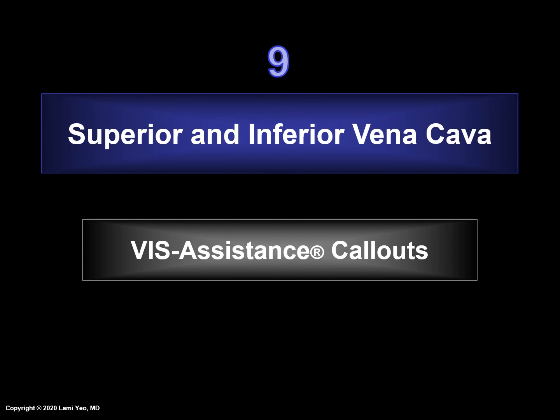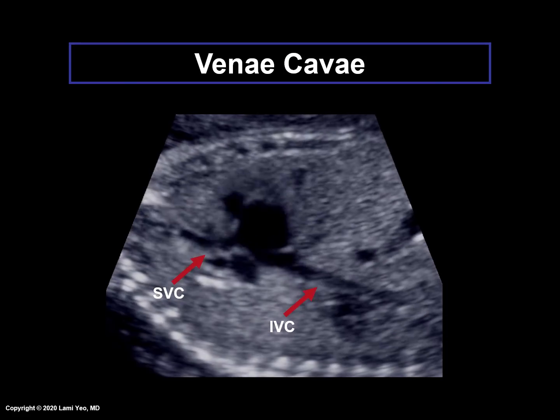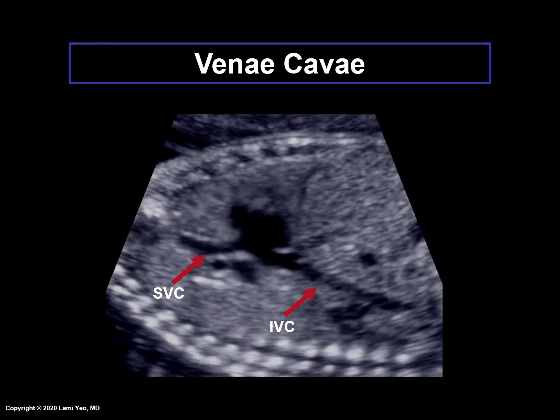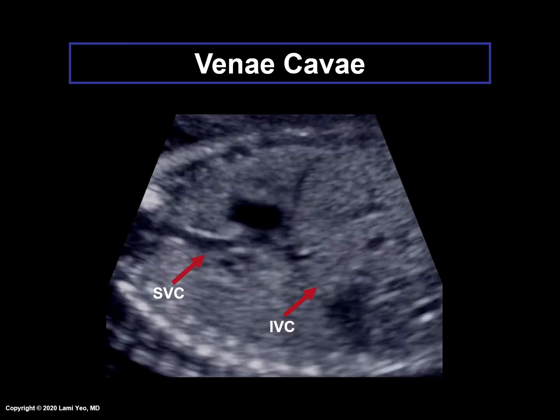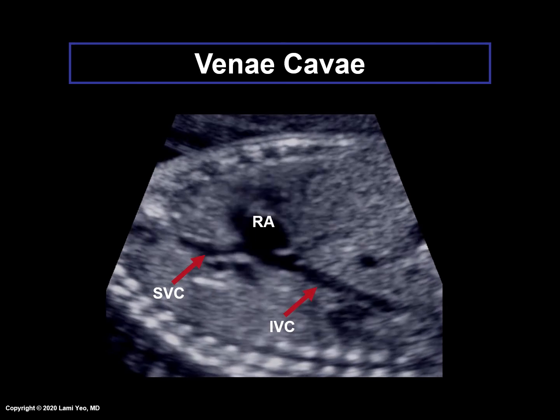Superior and inferior vena cava. The total duration of the VISA video clip for this cardiac view is 1 minute 36 seconds. The goal for the vena cava VISA is to demonstrate in the right sagittal plane the superior and inferior vena cava entering the posterior aspect of the right atrium.